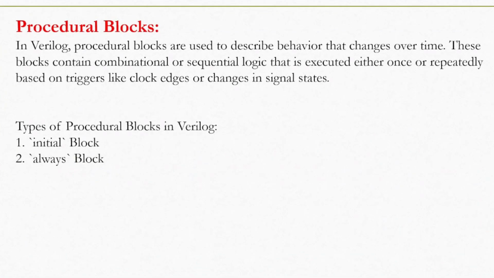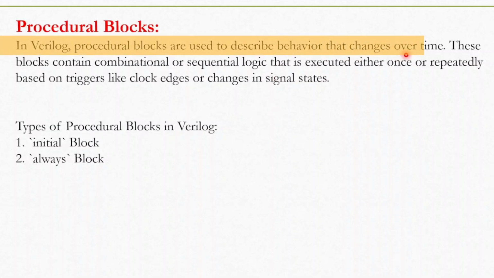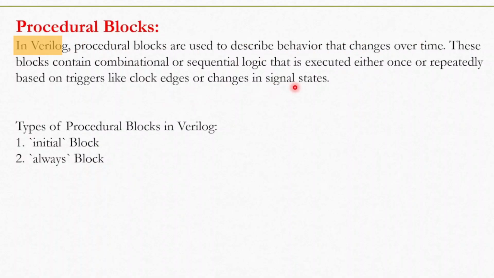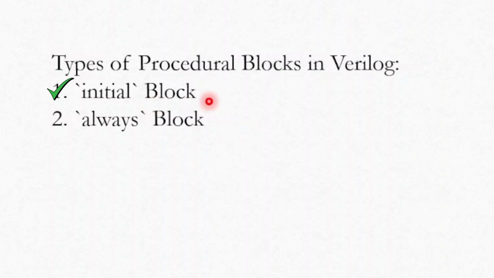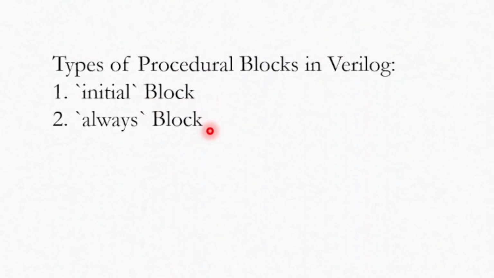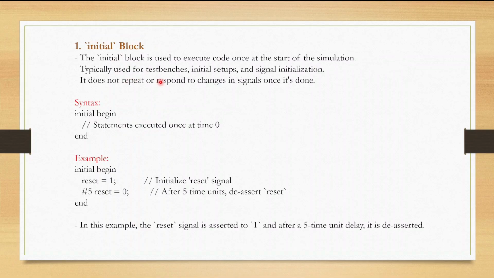Procedural blocks. In Verilog, procedural blocks are used to describe behavior that changes over time. These blocks contain combinational or sequential logic that is executed either once or repeatedly based on triggers like clock edges or changes in signal states. Procedural blocks can be of two types. One is the initial block, another one is the always block. Now we will discuss in detail about the initial block and always block.